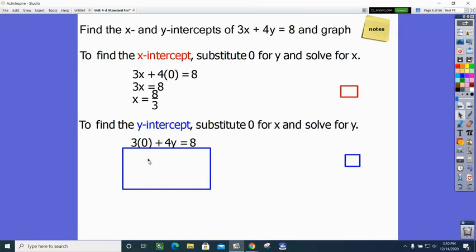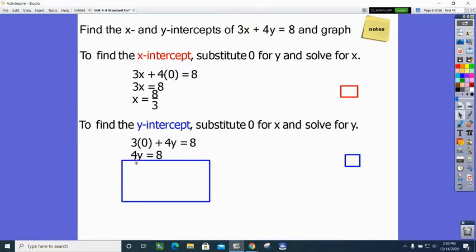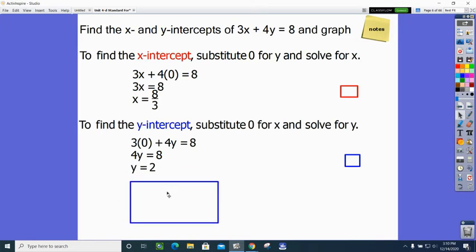3 times 0 is 0. One-step equation, divide both sides by 4, and your y equals 2. So for this line, the x-intercept is 8/3, and the y-intercept is 2. Oh, by the way, we would divide this and get 2 2/3, so we kind of knew where the point was. So can I show you an easier way to do this?